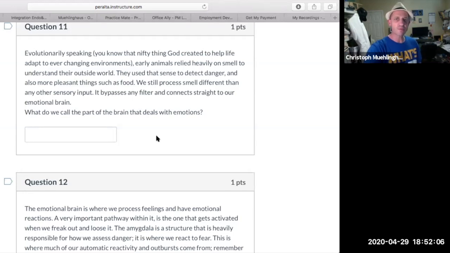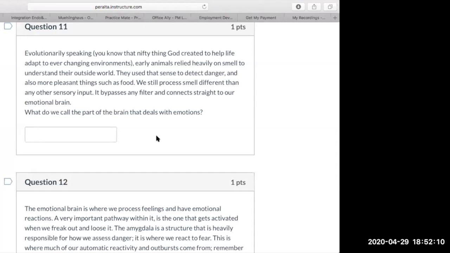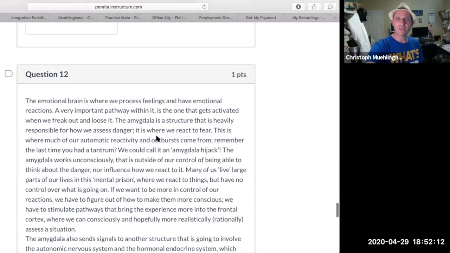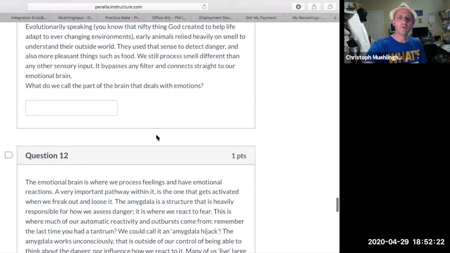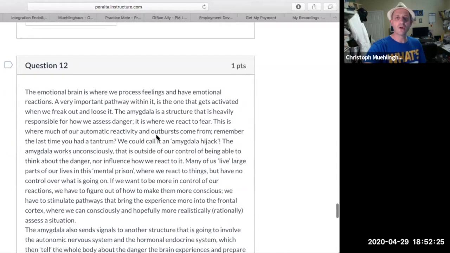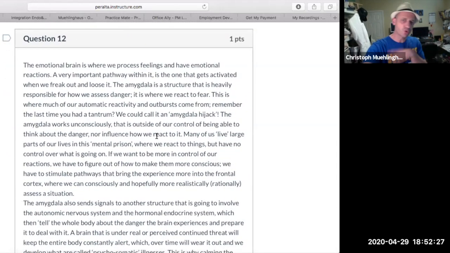What part of the brain deals with emotions? Limbic system. Limbic system. Melissa, right? Yes. Good. And that's again another structure, basically what does that structure do.